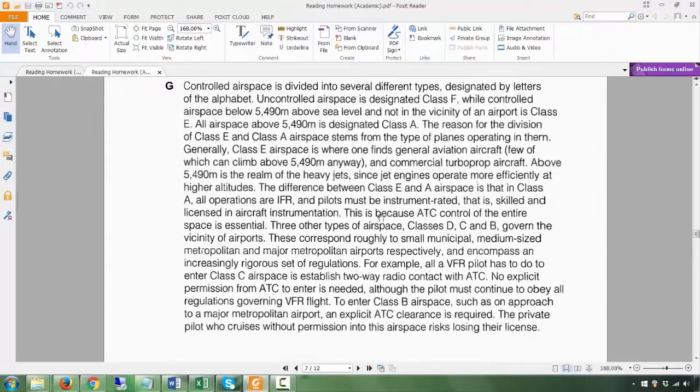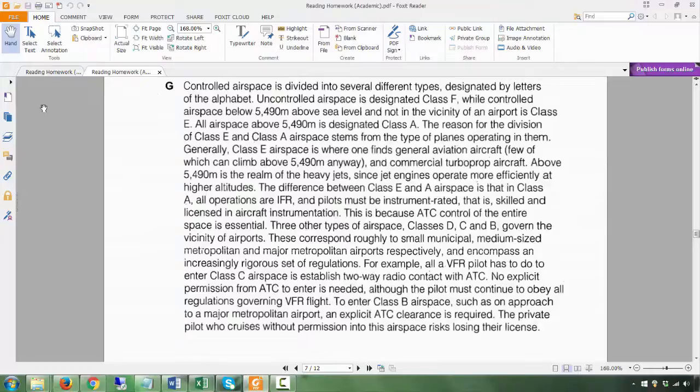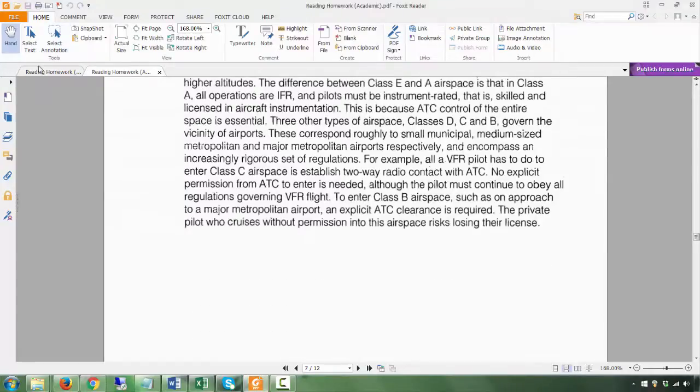Now, some students may ask, well, it doesn't say it is false. It doesn't say that you can't. It just says that in Class A, you need to use IFR. It doesn't say that in Class E, you don't need to use it. But the sentence is about the difference. So if you're talking about the difference, then you're actually saying that in Class A, you have to use IFR, and in Class E, you don't have to use IFR. So that's false. And you see that we are still in order, right?